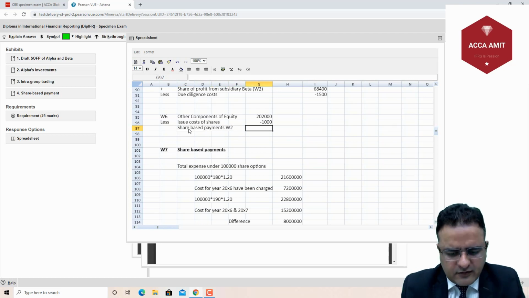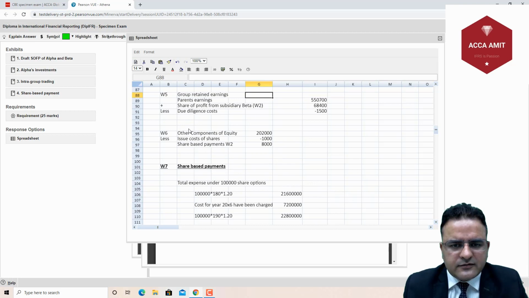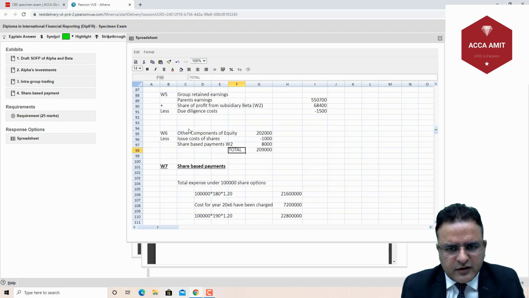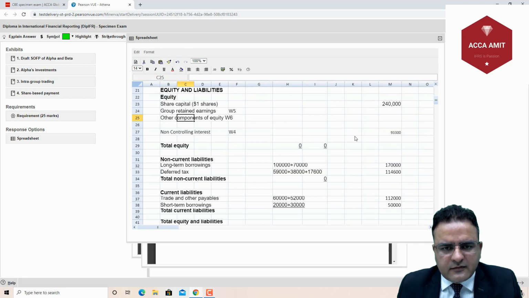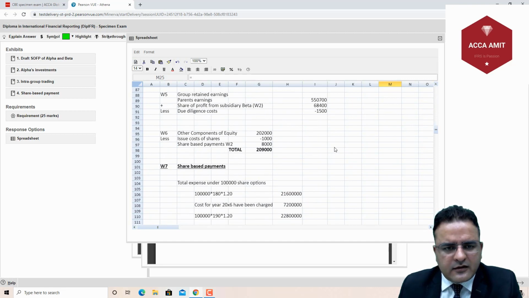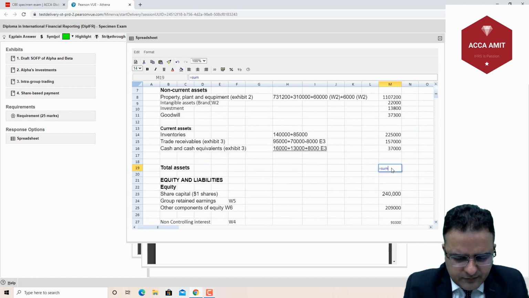Working note number 2, which is equivalent to 8,000. So the total amount to be included is 202,000 minus 1,000 plus 8,000 is equivalent to 209. So we'll be including other components of equity as working note number 6. The total amount to be included is equivalent to 209,000. So total assets value is equivalent to sum.